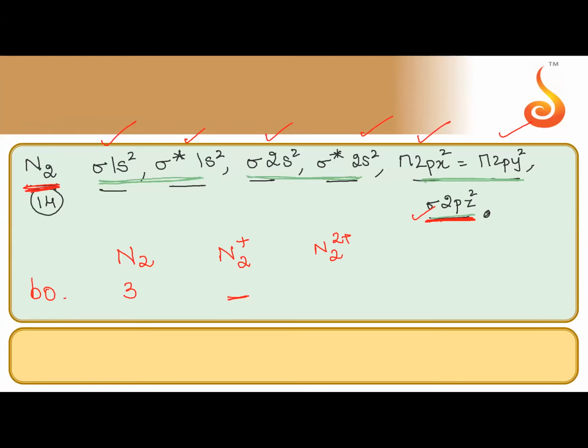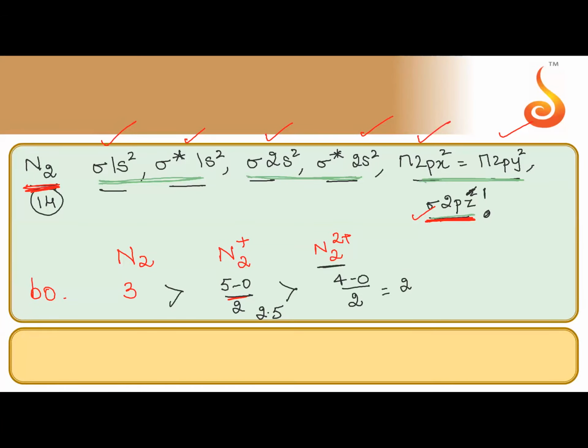So I'm removing this one electron and this became N2 plus. What is the bond order? (5 minus 0)/2. That is correct. Your answers are all correct. It is 2.5. And for N2 2 plus, (4 minus 0)/2, that is, we are getting 2. So who has the highest bond order? N2, as compared to N2 plus, as compared to N2 2 plus.